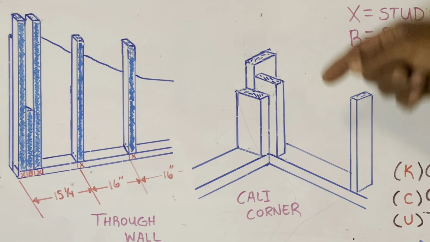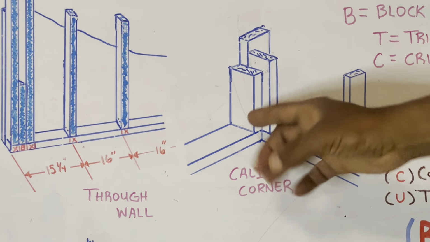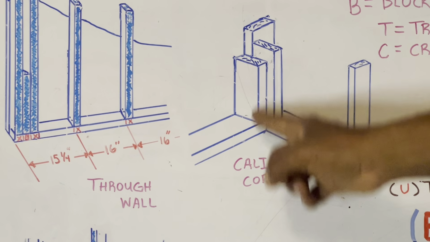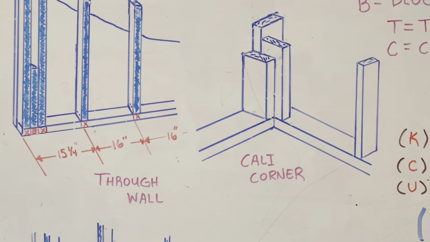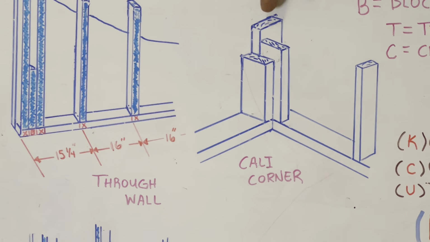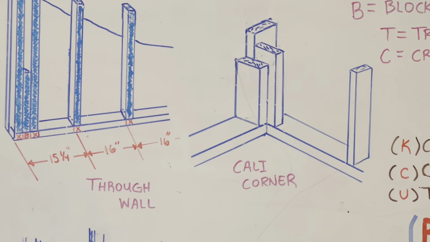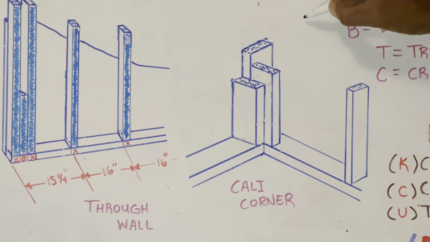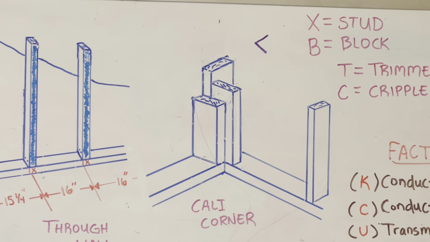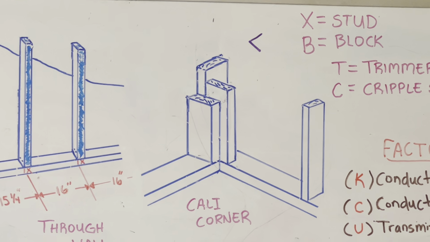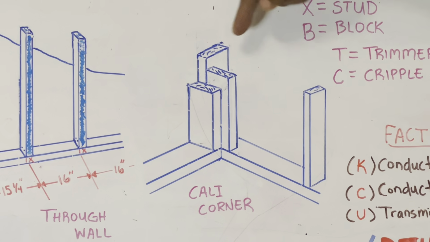Now, if you look at this one, you see how it makes this L shape. If I take my butt wall out, because this is my butt wall right here and this is my through wall right here, and I'm looking down on this, see it's an L shape? It goes like that, boom, boom. So that's your L. See it? It's an L shape that you're making with your 2x4s or 2x6s or whatever size studs you're using. So that's how you know that's a Cali corner, because it has an L shape.